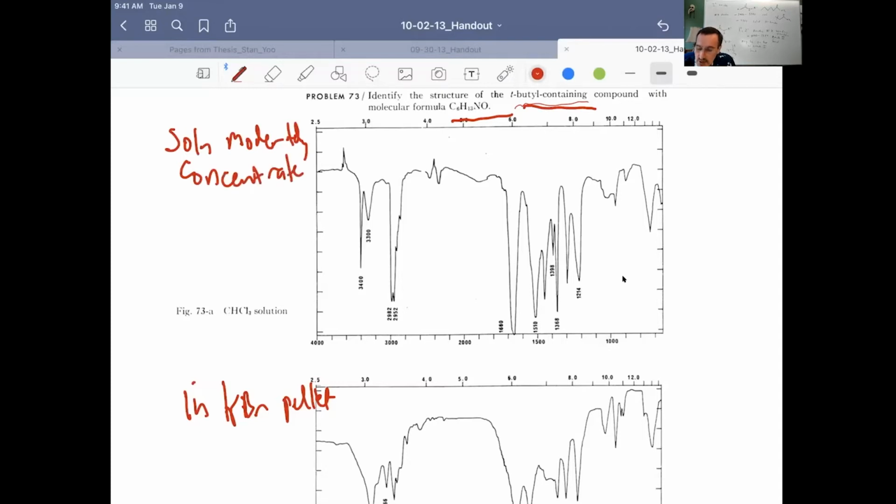And I can tell you that if the solution were more dilute, we would expect, if here's our band at 3,400, and here's that other band at 3,300, we would probably expect that band to be more prominent compared to the other band. So this is what I would say is dilute. So does that help influence your thinking on this?